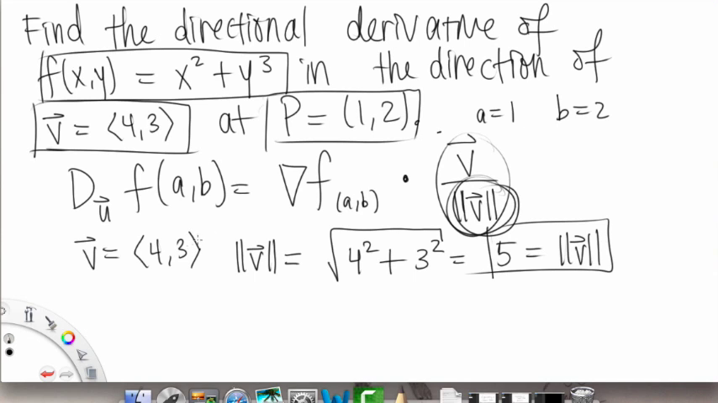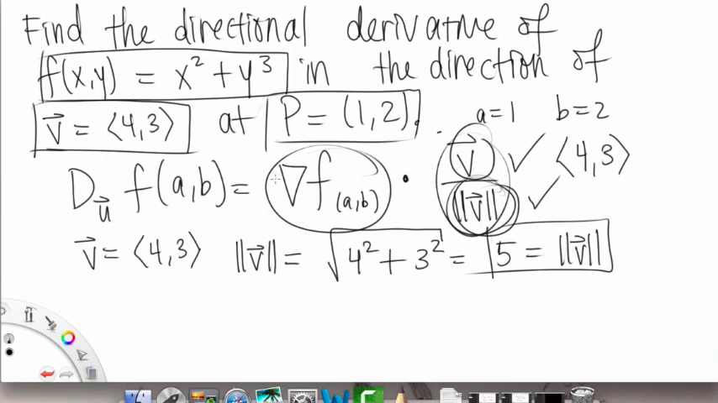And now we do know v already, so that's all done. We know that that's 4, 3, and we finished that. Now all we need is the gradient of f evaluated at (a, b). So let's find the gradient of f. The gradient is obtained by taking the partial derivatives with respect to each variable. The first one's going to be f sub x, and the next one's going to be f sub y, and it's only a two-variable function, so we only have two components for a gradient.